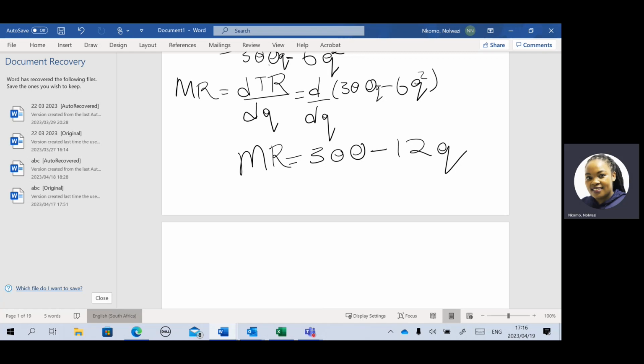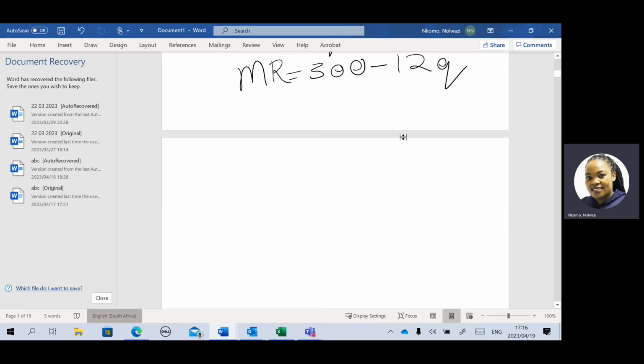Our aim wasn't to find the marginal revenue, but to find the turning point. We said we'll find the turning point by finding the first derivative and equating it to 0. Our first derivative is the marginal revenue in this case, so we need to equate our marginal revenue to 0 and solve for our point. MR is equal to 300 minus 12Q equal to 0.